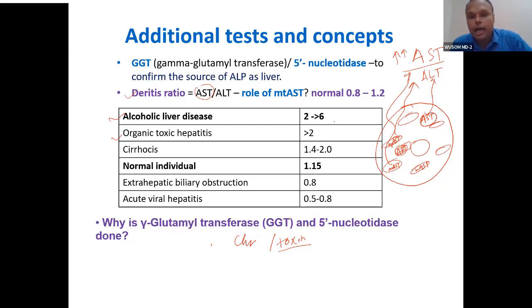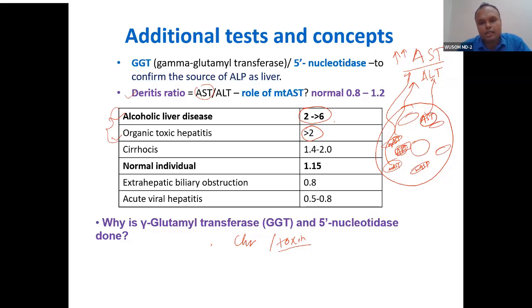So this is a very diagnostic marker through which we can separate infective hepatitis and toxin-related hepatitis. You can see toxic hepatitis will have very high AST, and that is why this ratio is high. Here in cirrhosis, it's a chronic hepatitis. In that condition also AST will be high, but not as high as this. It is more than 1.4 and less than 2. Yes, it is high, but not that high.